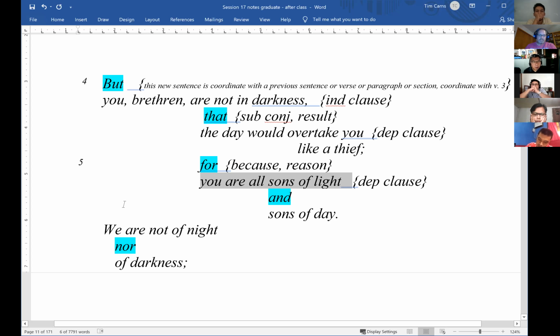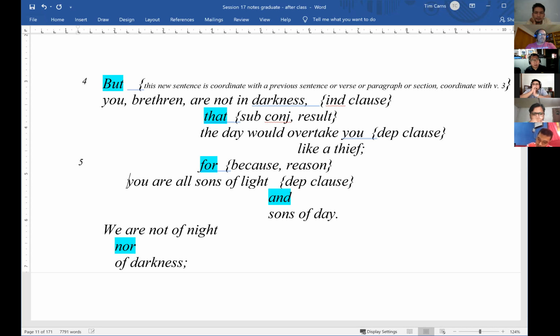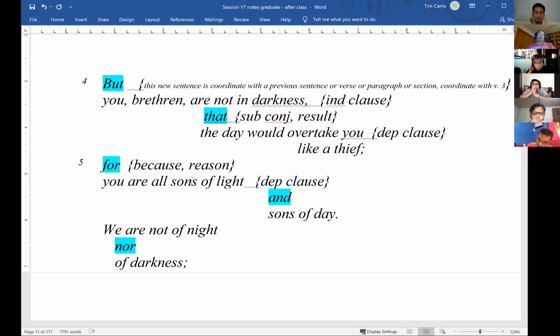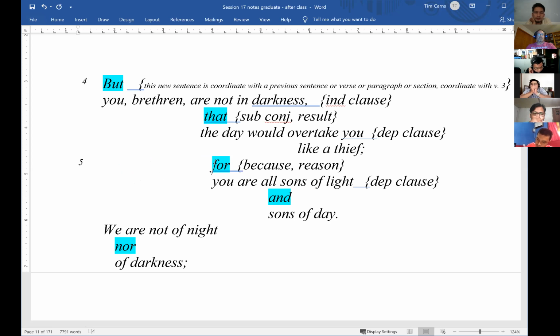So I know this, you are all sons of light, is modifying something here in the verse. Now my next step is to figure out what it's modifying, but at this point you at least know that it's modifying something. Paul is not making a second statement. He's not saying, you brethren are not in darkness, number one. Two, you are sons of light. He's saying you're not in darkness, and then a subordinating conjunction because, or for, you're sons of light. That's why you're not in darkness, because you're sons of light.